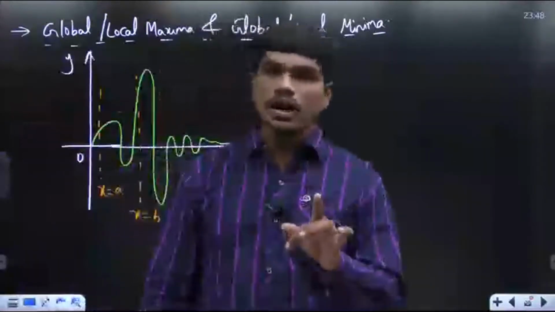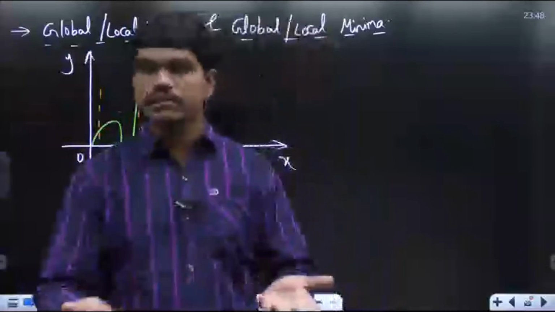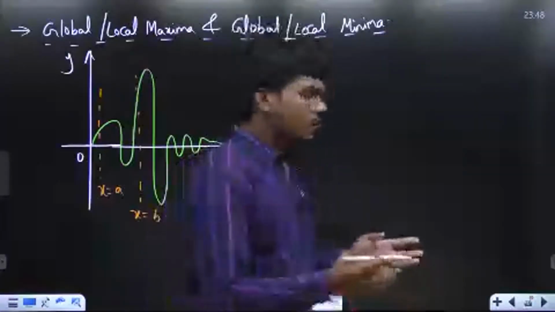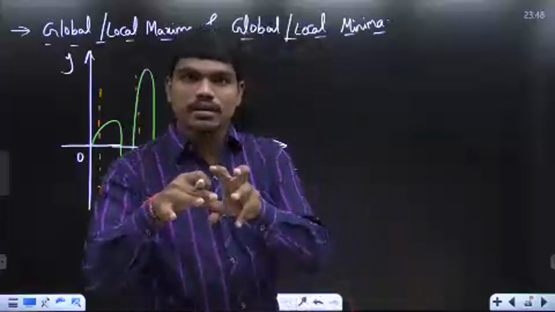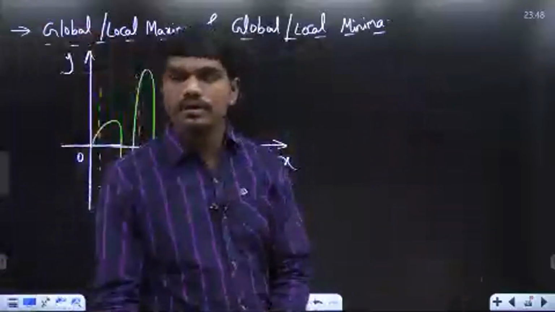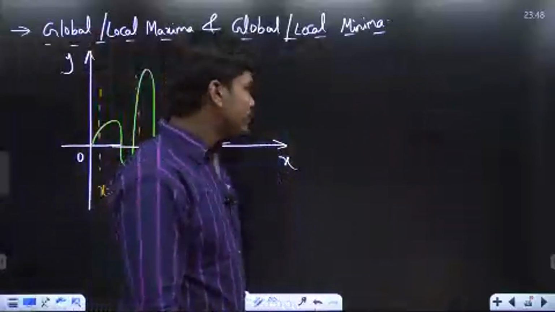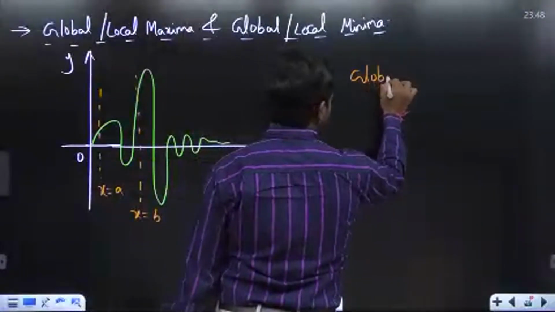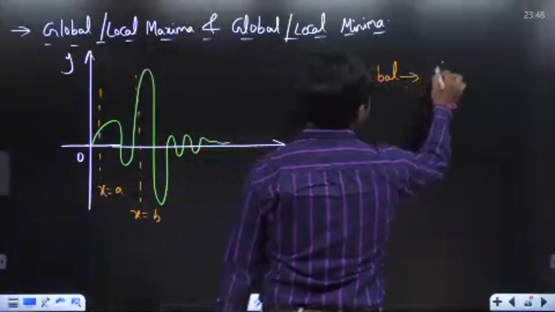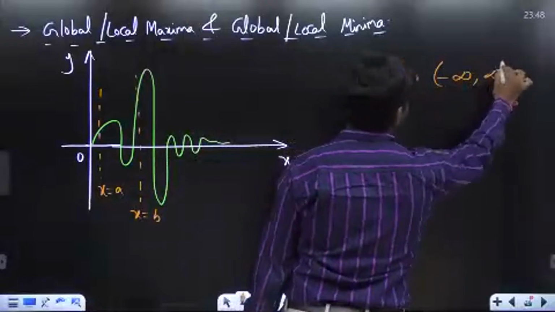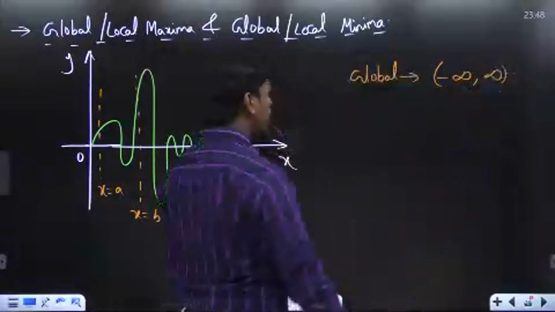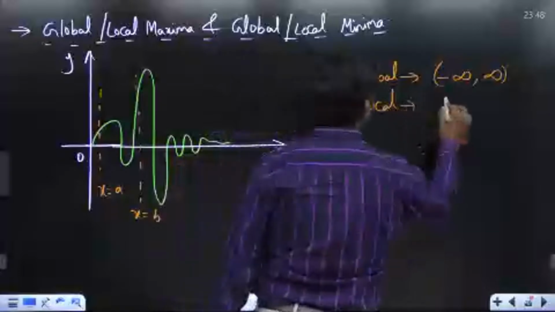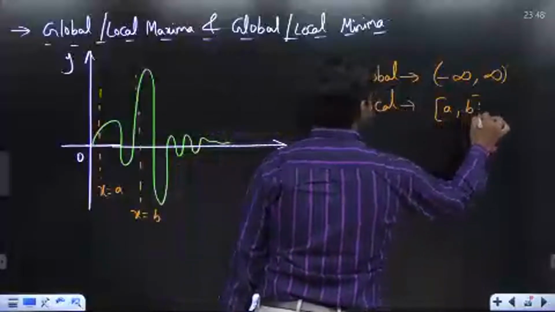What's the difference between local and global? Local means in general, like local boys and all. Local means confined to some region. Global means over the complete world. Correct? In the same way in mathematics, global means corresponding to the complete real number plane, minus infinity to infinity, or the complete real axis. Local is some part, some area in this world, maybe A to B.